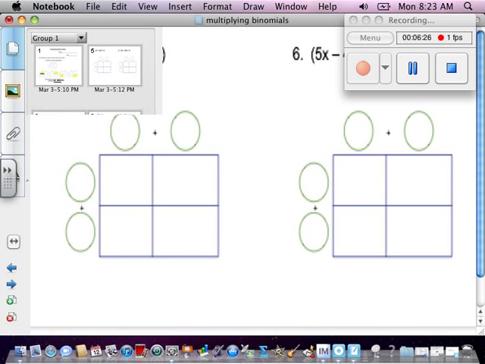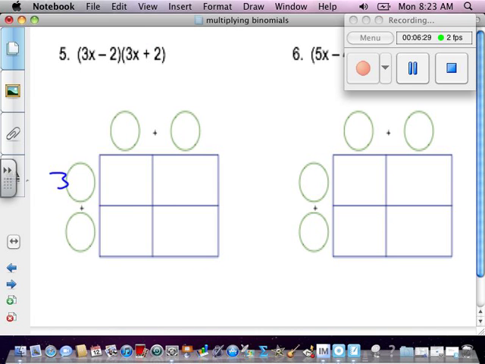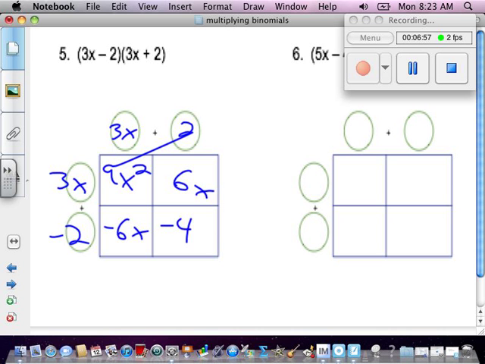All right, for number 5, we've got 3x and negative 2, 3x and positive 2. Again, I want to emphasize this. You can have them in reverse order. It doesn't matter. I want you to look at this. Watch what happens. 3x times 3x is 9x squared. 3x times 2 is 6x. 3x times negative 2 is negative 6x. And negative 2 times 2 is negative 4. These cancel. We get 9x squared minus 4.